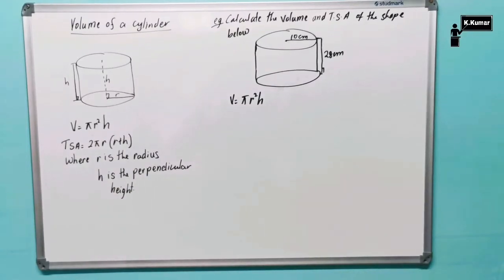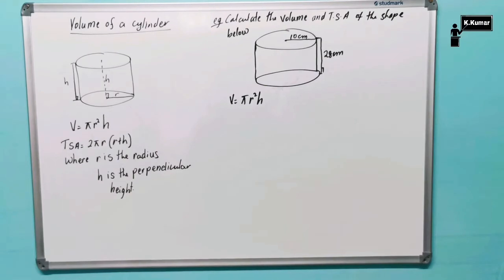In this video, we're going to continue volume and total surface area of solid shapes. In our previous video, we looked at the volume of a cube, a cuboid, a cone, and a sphere. In this one, we're going to look at the volume and total surface area of a cylinder and the volume and total surface area of a wedge or a triangular base prism.